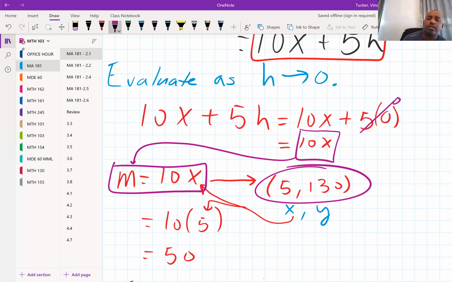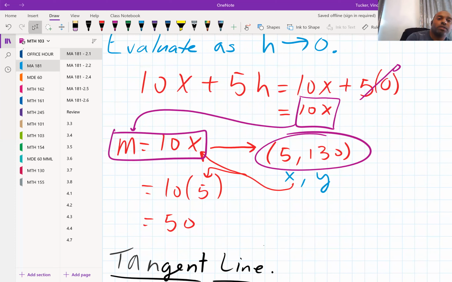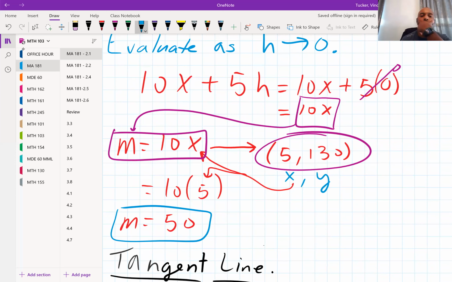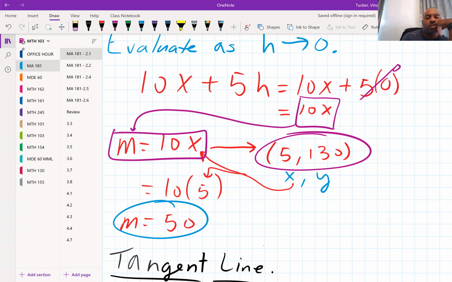So we had this point of (5, 130) initially given to us. That was point P. So we take 5, plug that in for x, and 10 times 5 is 50. So our slope is 50. All right, any problems?